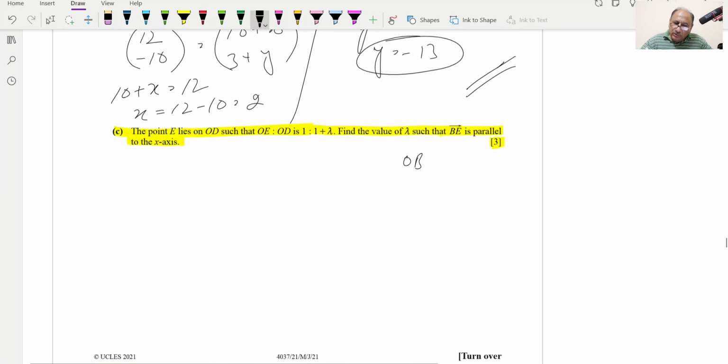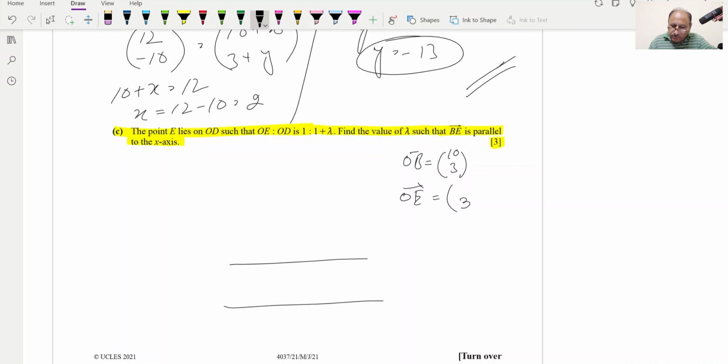So OB is equal to (10, 3), and what is OE? OE will be parallel to this. Parallel to this will have the same y coordinates. These two are parallel to each other, and they're along the x-axis. So their y value will be the same, and only the x value will be changing.